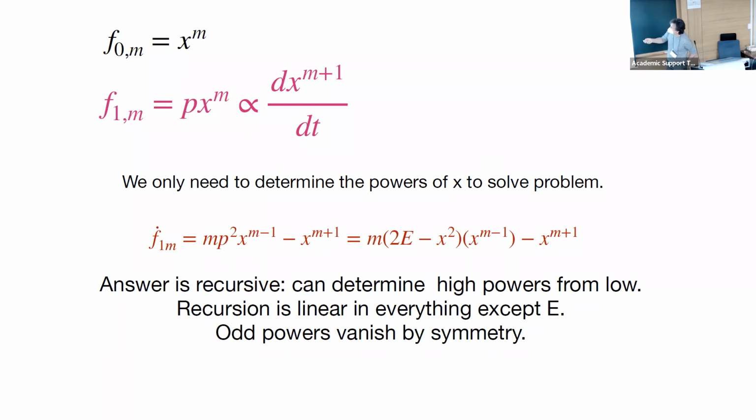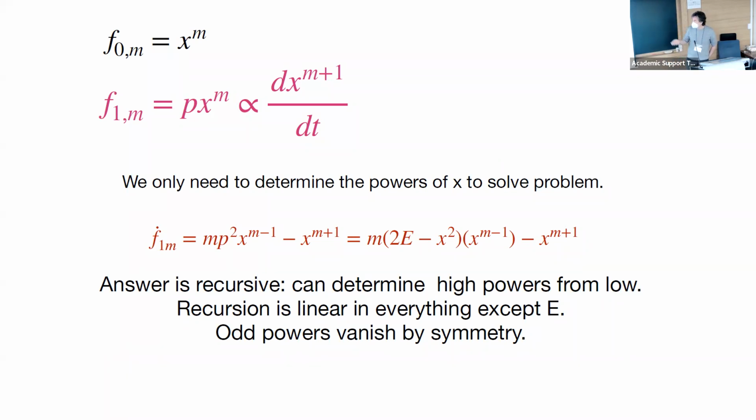You start with x to the m, right? You start with p x to the m. My question is, what is the minimum value of m? Well, you start with m equal to 0, it doesn't matter because the m times x to the m minus 1 cancels it. Right. So you can start with m equal to 0. And then after that, you can go.